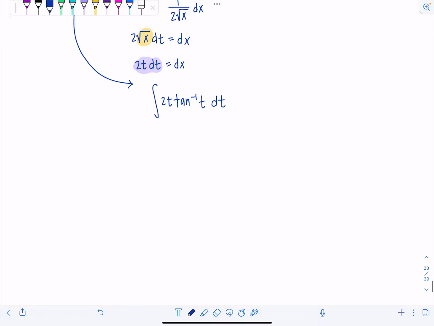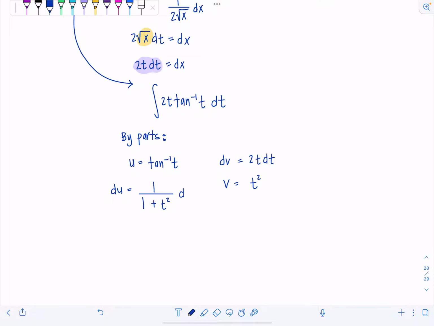parts, which is why I didn't use up the variable u for the substitution. So now it's by parts time since I have a product in my integrand. u is going to have to be tan inverse of t. And then dv, look at this, it's going to be so beautiful: 2t dt, and then v is the antiderivative of that, just t squared. du is the derivative of tan inverse of t, so that would be 1 over 1 plus t squared dt.